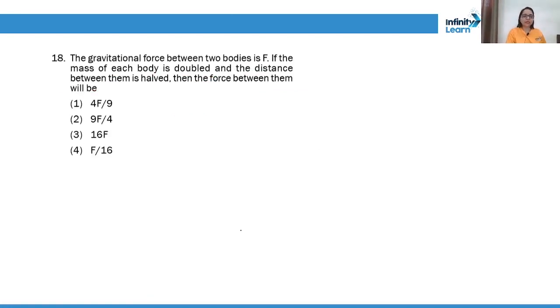Question number 18. The gravitational force between two bodies is F. If the mass of each body is doubled, okay, so initial masses can be taken as m1, m2 and force can be taken as G m1 m2 upon r square. And the distance between them is halved. That means now the distance becomes r by 2.